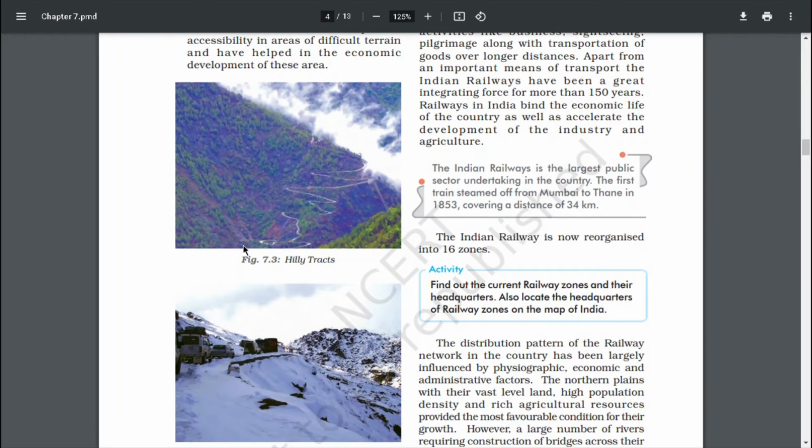The Indian Railways is the largest public sector undertaking in the country. The first train steamed off from Mumbai to Thane in 1853, covering a distance of 34 kilometers. The Indian Railway is now reorganized into 16 zones.